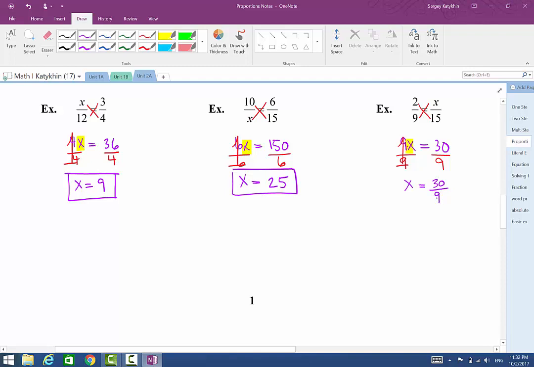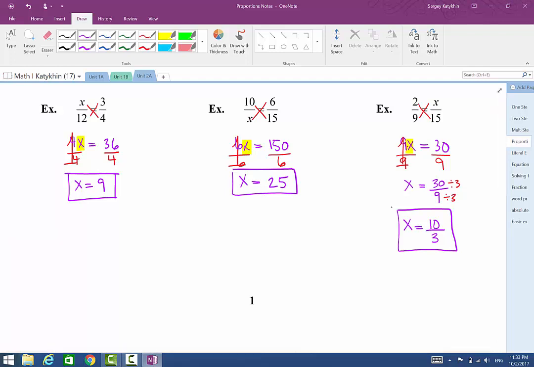Now, even though this is an improper fraction, I cannot leave it like this because it's not simplified. The reason it's not simplified is that I can still simplify this by dividing both numbers, top and bottom, by 3. Therefore, x is equal to, well, 3 goes into 30 10 times, and 3 goes into 9 3 times. So now this fraction is simplified. Therefore, I can leave my answer as 10 divided by 3.